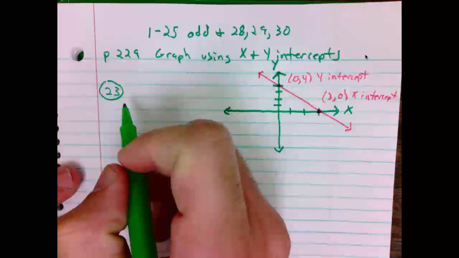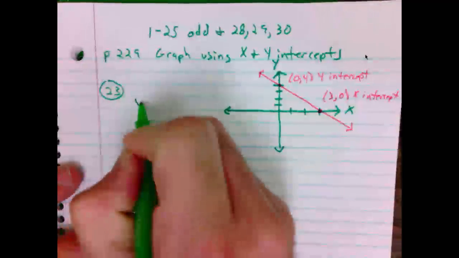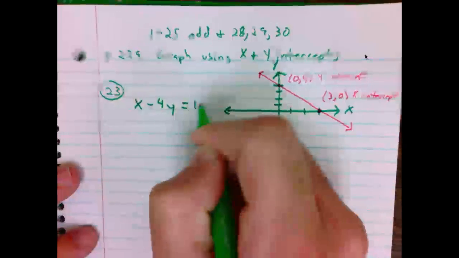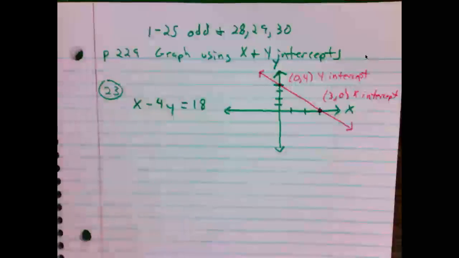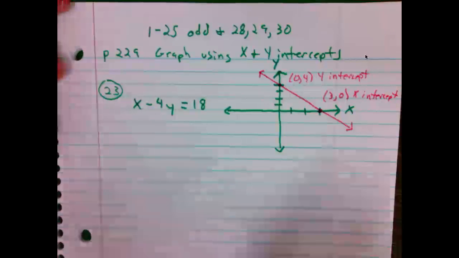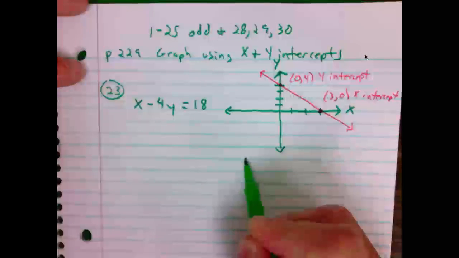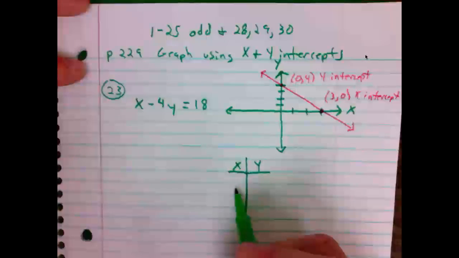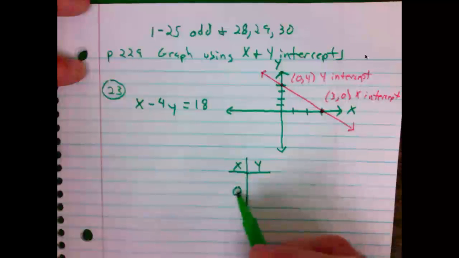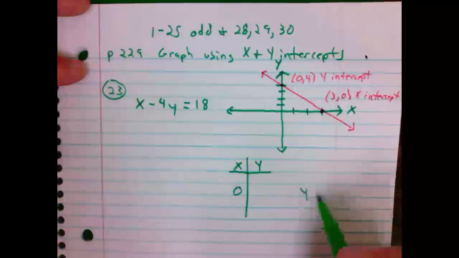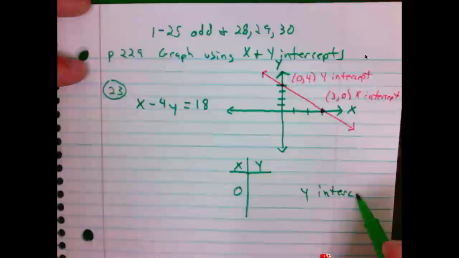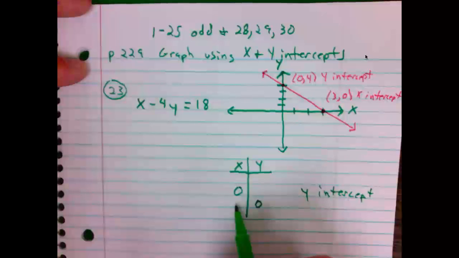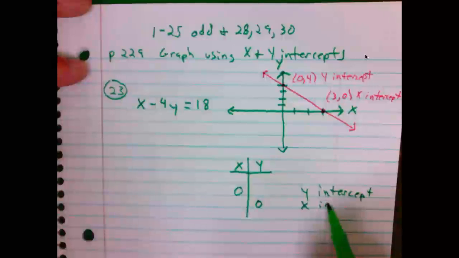23 states x minus 4y is equal to 18. Well, we know at the intercepts, one of the coordinates is 0. So I'm going to begin by drawing a table, x and y. 0 for x, and then y will be something. This value here will be the y-intercept. And then 0 for y, and x will be something. This value here will be the x-intercept.